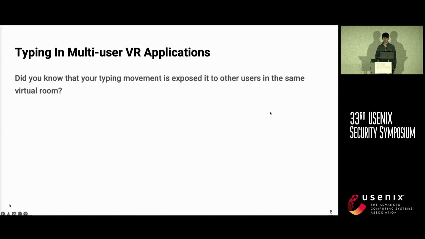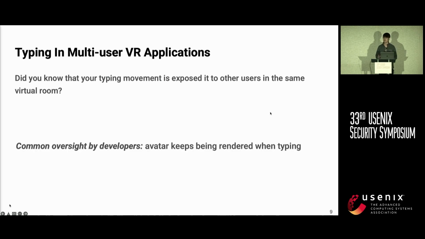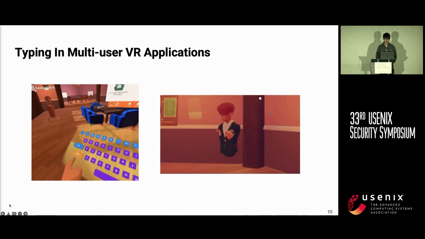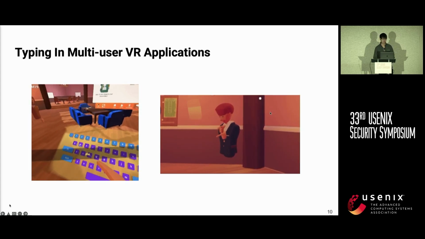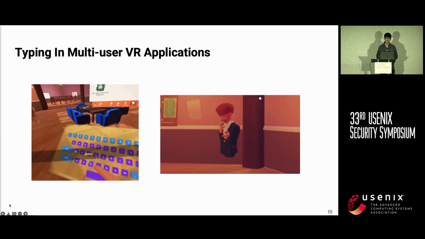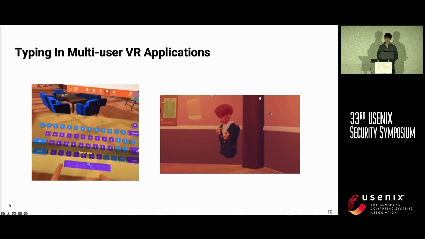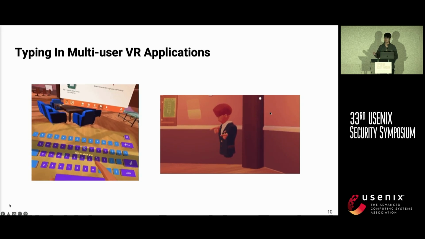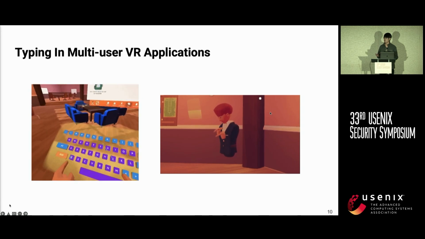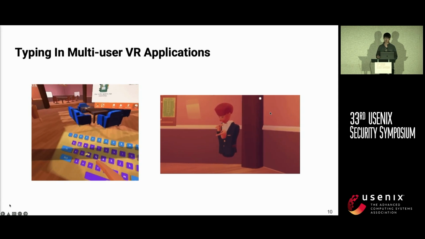But did you know that your whole body movement can be seen by other users in the same virtual room? The VR developers want to give you an immersive experience, and they want the users to see each other move with their full body. But they didn't think about the fact that even when you're typing, this whole body movement is visible. Let's see this side-by-side comparison. On the left, you can see a person typing a message in Rec Room. And on the right, you can see that a bystander can actually see this movement very clearly. Just by looking, you may even be able to guess some characters that this person is typing.